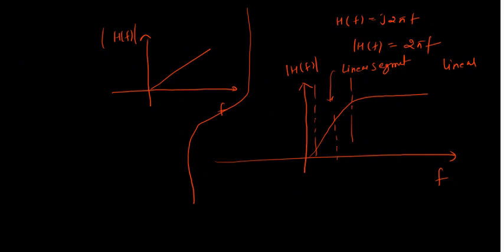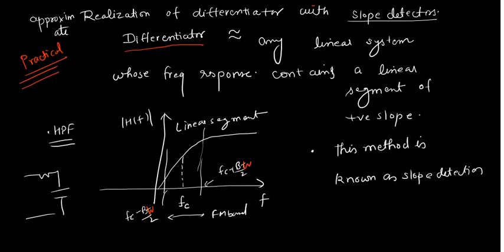So if you set your carrier frequency here, and the linear segment is such that this point is Fc plus BW by 2 and this point is Fc minus BW by 2, it actually has the whole FM band. If any device has a linear segment over the FM band, we can approximate it as a differentiator and use it for FM demodulation. There are two such linear devices which can be used. This method is known as slope detection. Just remember this.